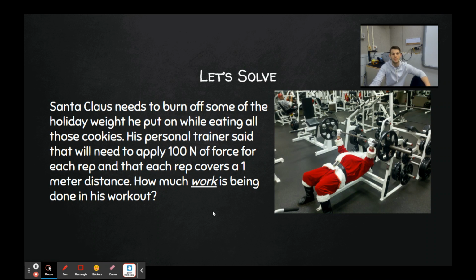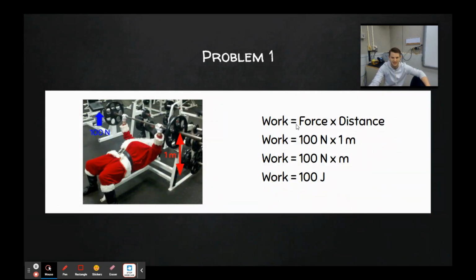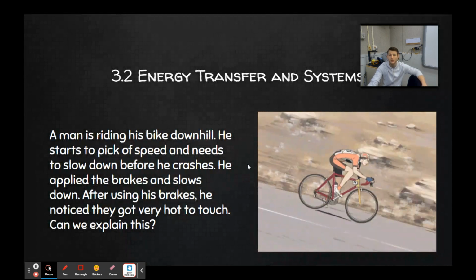Okay, so if we did that, we would see that each rep takes 100 newtons over 1 meter, so it's 100 Newton meters, and that's going to take 100 joules of energy. So each rep will take 100 joules of energy. That's 100 Newton meters of work being done each rep. So if he did 10 reps, he would have 1,000 Newton meters of work done and 1,000 joules of energy that he used. So that is where we're going to stop today.